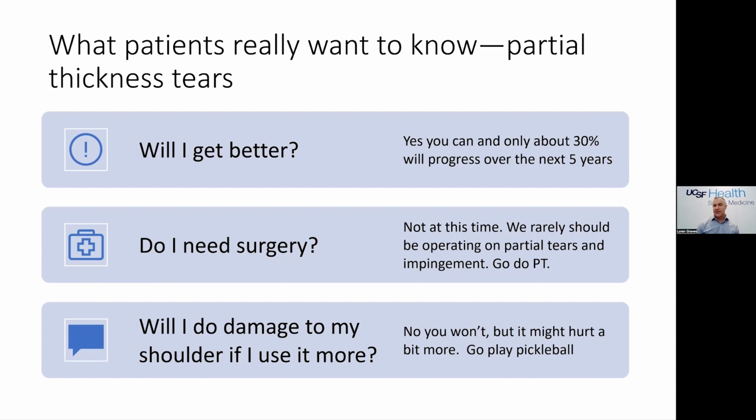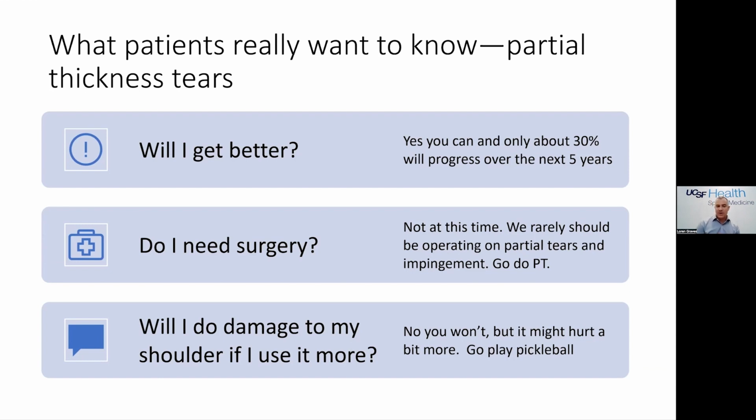So having a partial thickness tear does not mean you're going to get a full thickness tear. It is often something that is normal for age. So you will get better, and it is not necessarily guaranteeing you are on your way to your shoulder falling apart. Do you need surgery? Absolutely not. For most people, if you have a partial tear and impingement, surgery is not going to be beneficial. We rarely should be operating on patients with partial tears and impingement, so go do some physical therapy.